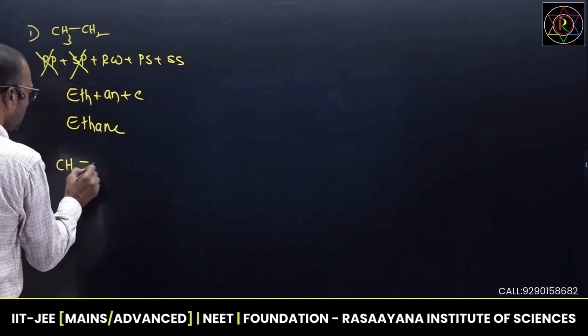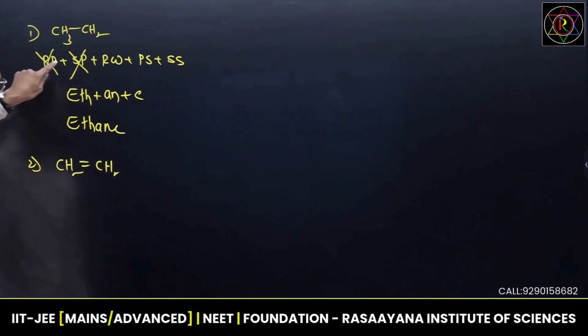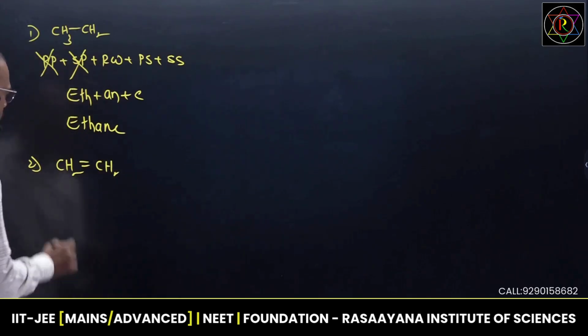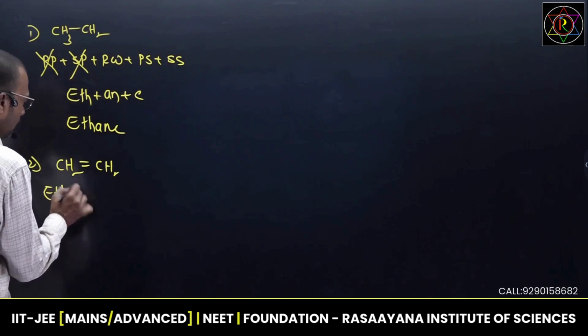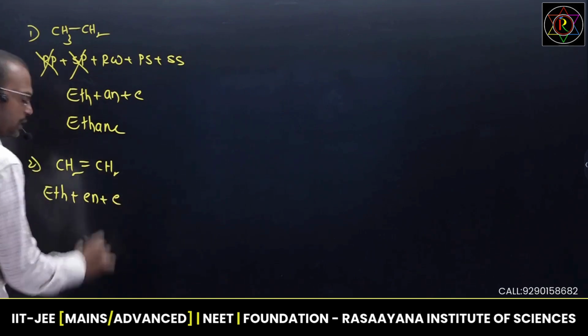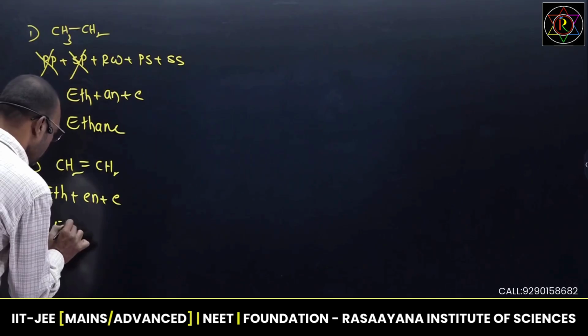Same way, if I write carbon-carbon double bond, there is no primary prefix, secondary prefix here. Root word is directly eth. Only eth. Carbon-carbon double bond, en. Hydrocarbon, it is e. So I can say ethene.